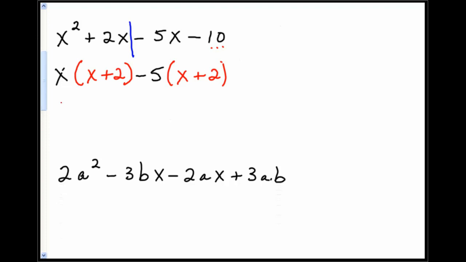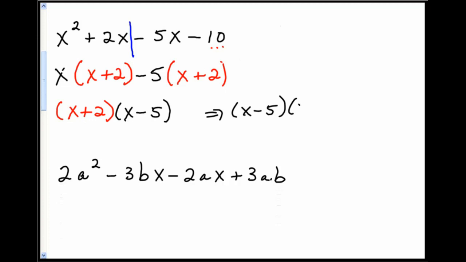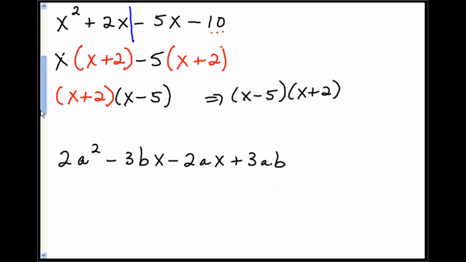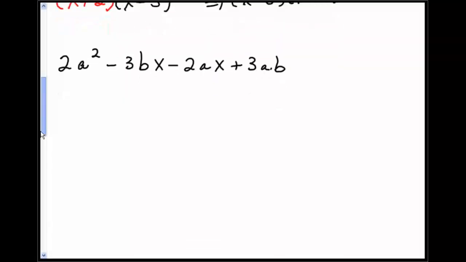So now, factoring out the x plus 2, what's left over? The x minus 5. I usually get asked, can this be rewritten as x minus 5 times x plus 2? Absolutely, because multiplication is commutative. You can change the order.